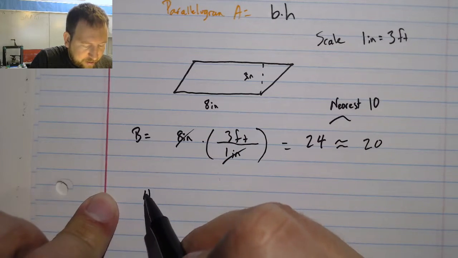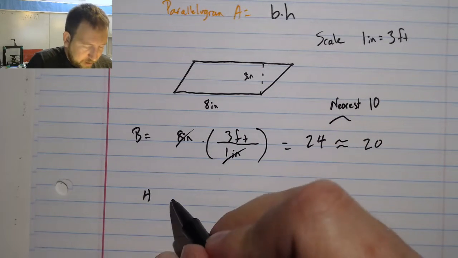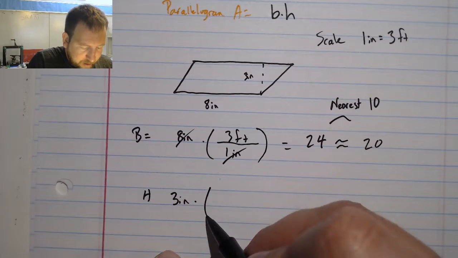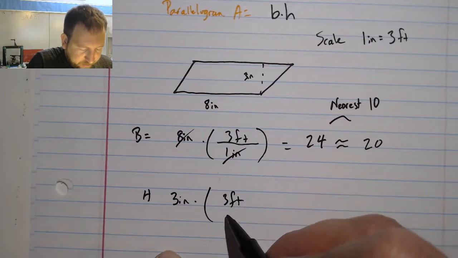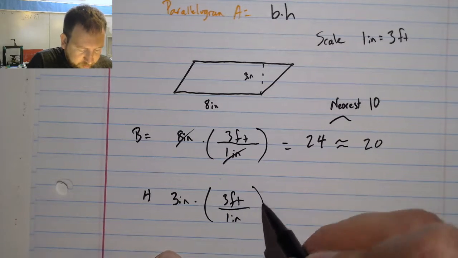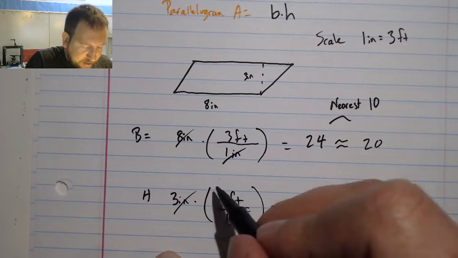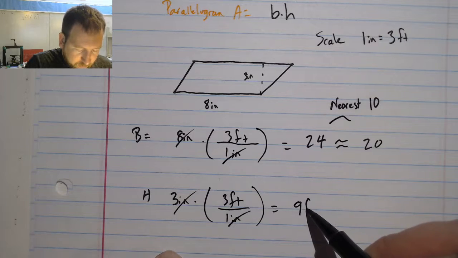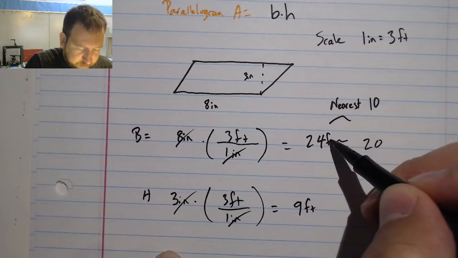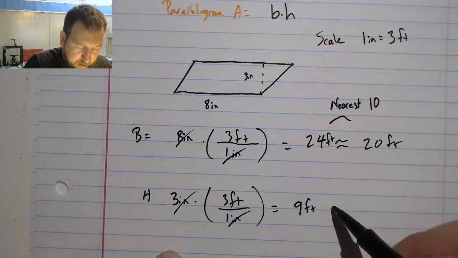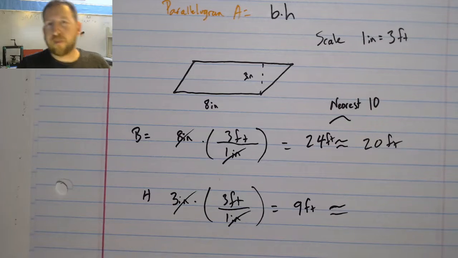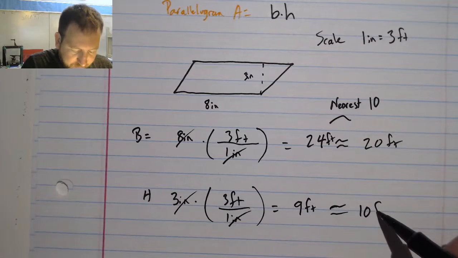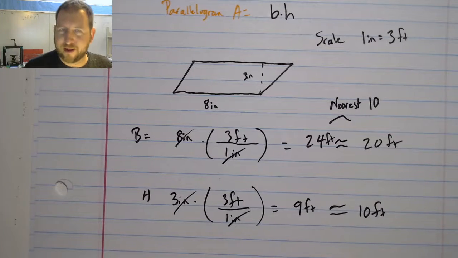Now let's take a look at the height. Same thing. I'm going to say 3 inches. And I'm going to multiply 3 feet times 1 inch. Cancel off my inches. And that leaves me with 3 times 3 is 9. 9 feet. Oops, forgot my units. And 9 is about 10. Right? Pretty much no difference between 9 and 10.